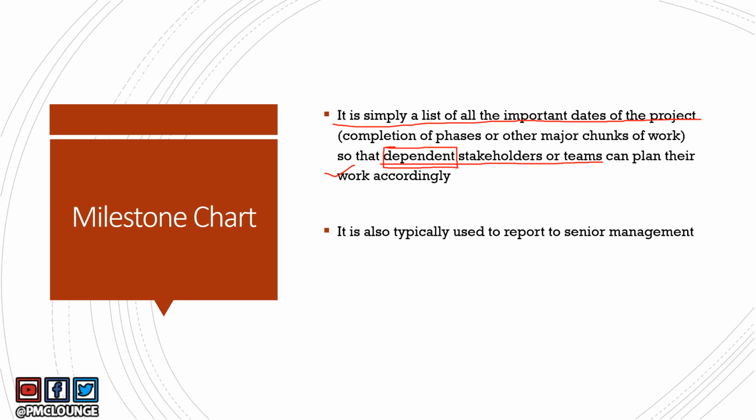Also, in addition to dependent stakeholders and teams, milestone chart is also used to report to senior management, right? Senior management is most interested in your end dates. When is your requirements closing? When is your code completing? When is your testing completing? So those dates, high level dates, is something which is available in the milestone chart, and that is why you can present milestone chart to senior management from time to time and tell them where your project stands.